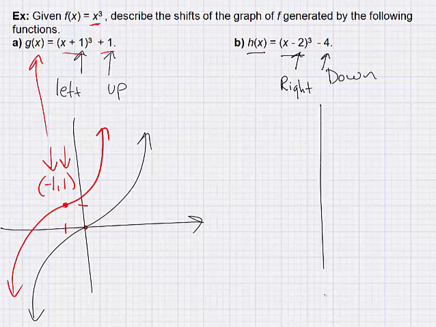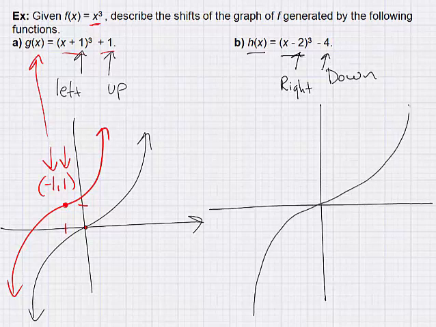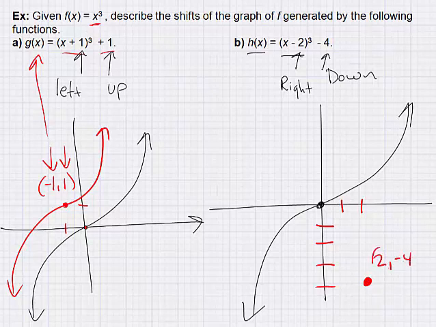So if I look at my graph, here's what my general cube is going to look like. Goes through this 0, 0 point, but now I'm going to go to the right 2 and down 4. So this is where I'm located now. So that point is 2, -4. So I'm going to draw my graph through that point.